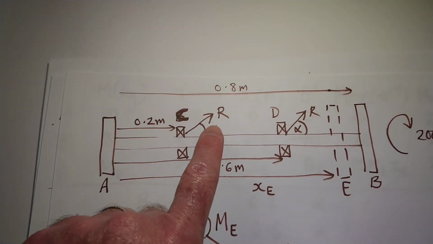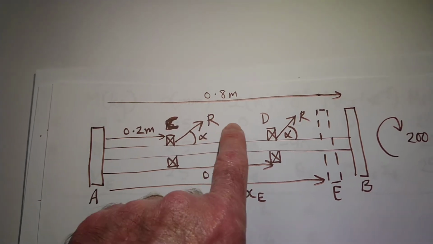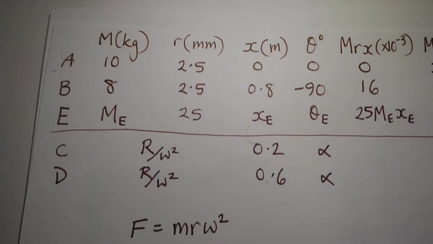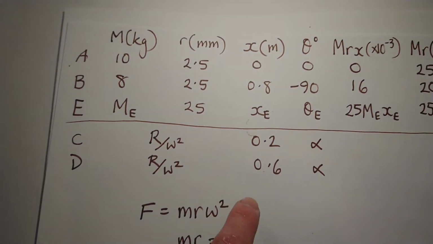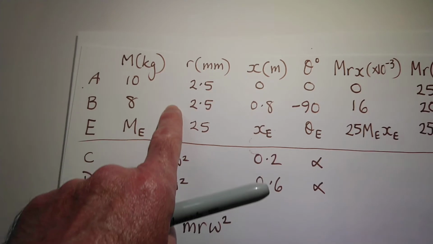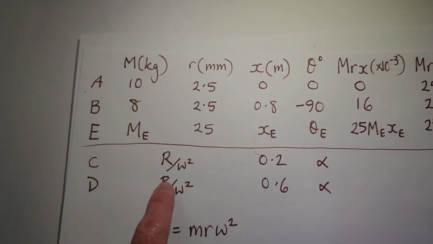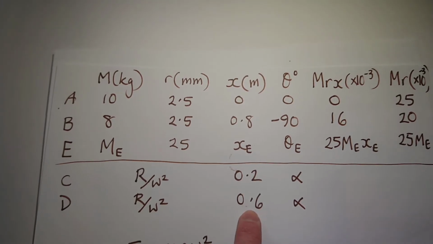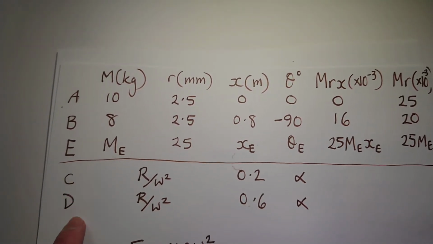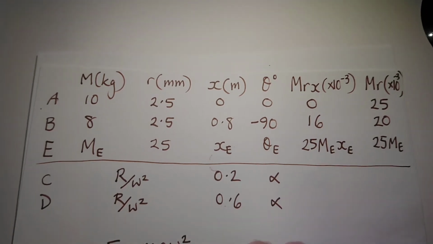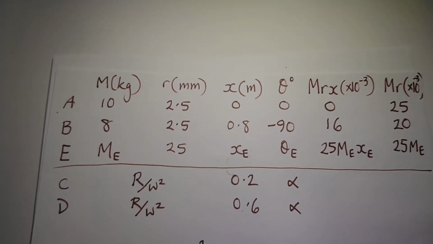Okay, we labelled our reaction forces on the bearings as R. And again, the angle for those is alpha. So consequently, in the table, we put R over omega squared kind of halfway between the M and the R columns because these are MR values. X is equal to 0.2 and 0.6 for C and D respectively. The angle is the same for both, and that's all we need to do in terms of the table for the moment.